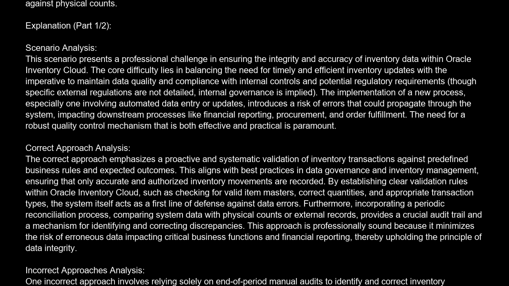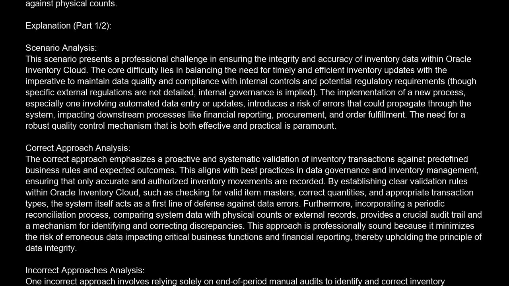Correct approach analysis. The correct approach emphasizes a proactive and systematic validation of inventory transactions against predefined business rules and expected outcomes. This aligns with best practices in data governance and inventory management, ensuring that only accurate and authorized inventory movements are recorded. By establishing clear validation rules within Oracle Inventory Cloud, such as checking for valid item masters, correct quantities, and appropriate transaction types, the system itself acts as a first line of defense against data errors.